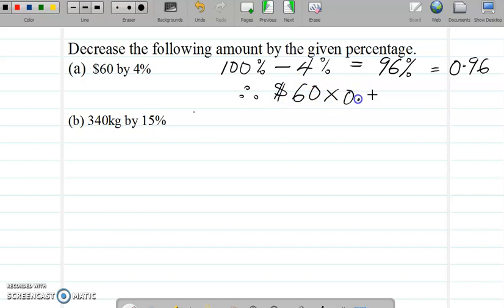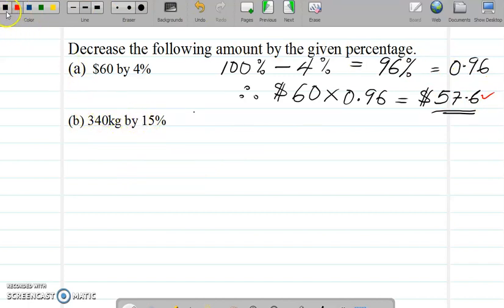Then my decrease will now be $60 multiplied by 0.96. So $60 multiplied by 0.96 gives us $57.6. That gives us the answer. Okay. Now, in the same way, let me quickly solve this also.